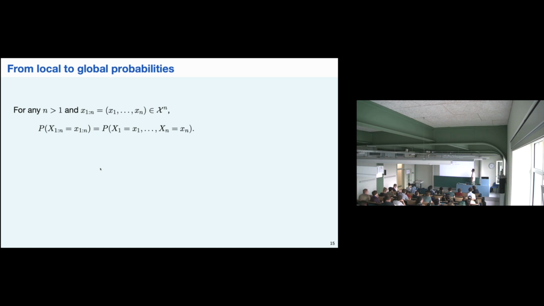I'm going to fix some situation, x1 to xn, and I'm interested in the probability of this situation. So I'm interested in the probability of the state at time 1 being x1, the state in time 2 being x2, and so on all the way to time n, the state being equal to xn. And I want to express this using the information that I supplied, right? Using the local probability mass functions. Any ideas how I can do this? We basically saw it yesterday in Alessandro's lecture.